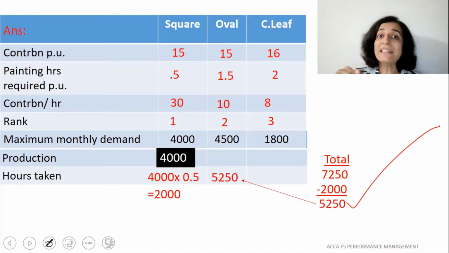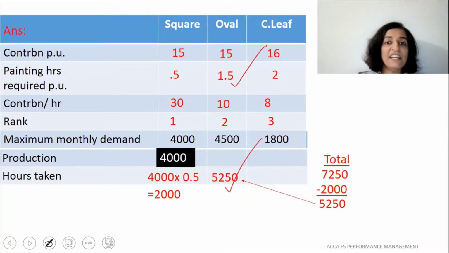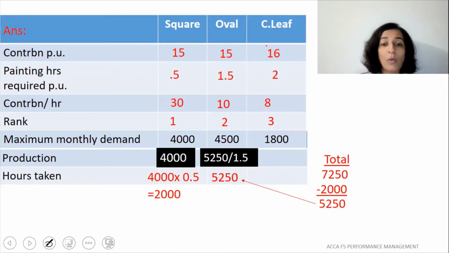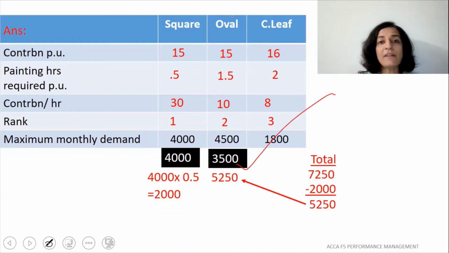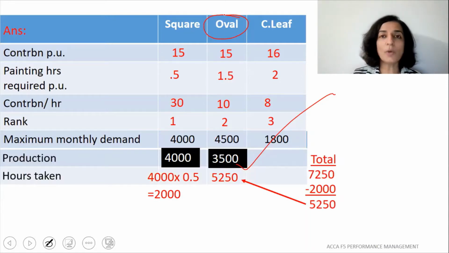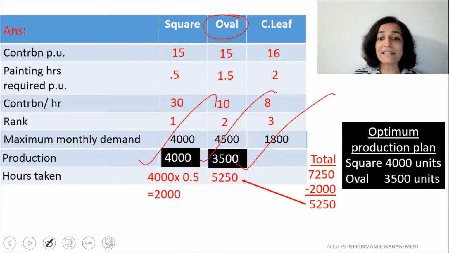Now in this 5,250 hours, how many units of oval can be produced? For one unit, it is 1.5 hours. So in 5,250 hours, how many units can be produced? It is 5,250 divided by 1.5. Or we can produce just 3,500 units of oval. That's the maximum number of units that we can produce within the available hours. So that's the optimum production plan. So for square, it is 4,000 units, and for oval, it is 3,500 units. Now moving to subpart 3 of the question.